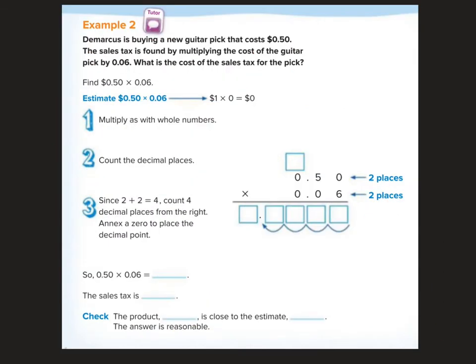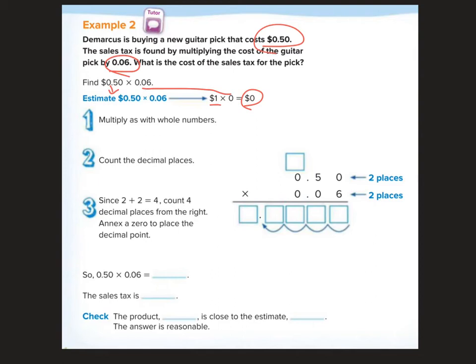DeMarcus is buying a new guitar pick that costs 50 cents. Sales tax is found by multiplying the cost of the guitar pick by 6%, but we're going to call it 6/100ths, okay? So this is about a half. Oh well, I guess we're rounding that up to 1, rounding that down to 0. So my answer should be about $0. Basically we are going to have a really low number, close to 0.